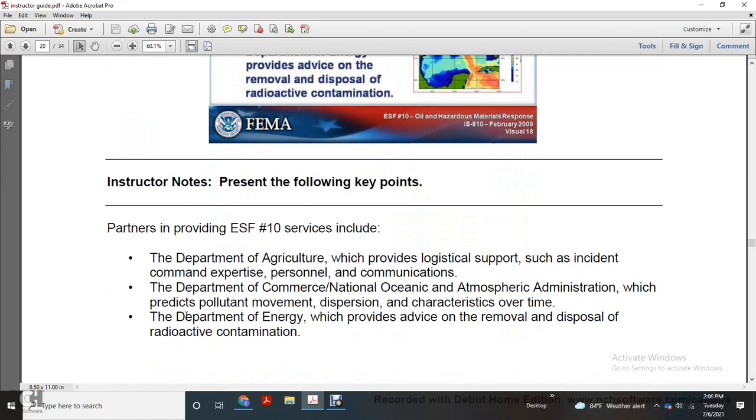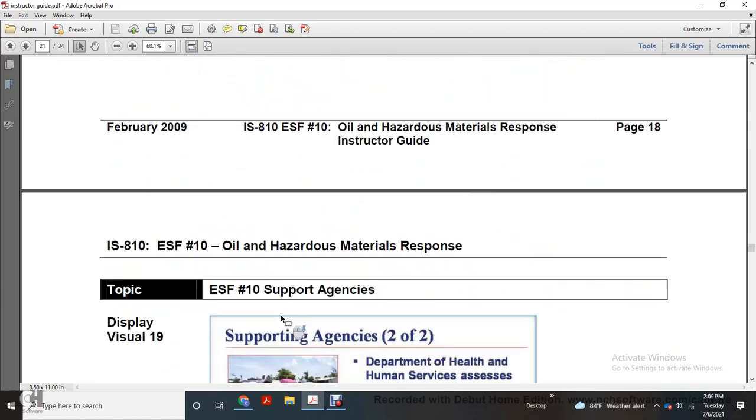Our instructor notes presented the following key points. Partners in providing Emergency Support Function number 10 services include the Department of Agriculture, which will provide logistical support for the incident command and expertise of the personnel and communication; the Department of Commerce, through the National Oceanic and Atmospheric Administration, which predicts pollutant movement and dispersant characteristics over time; and the Department of Energy, which provides advice on the removal and disposal of radioactive contamination.